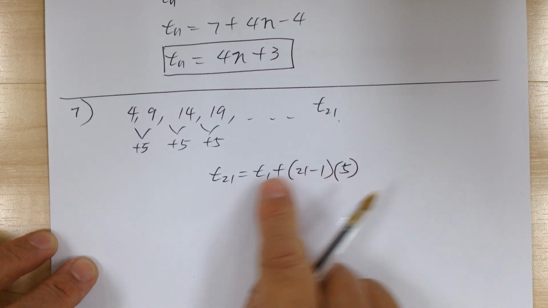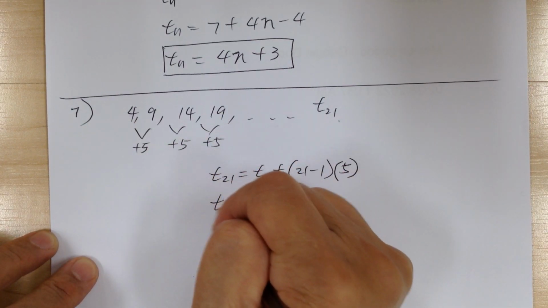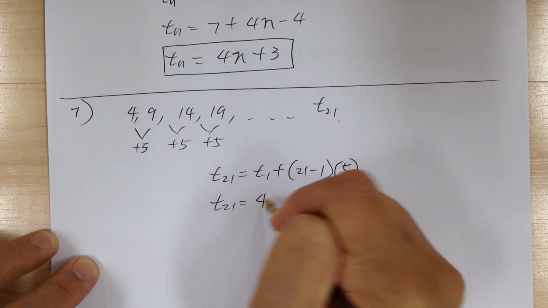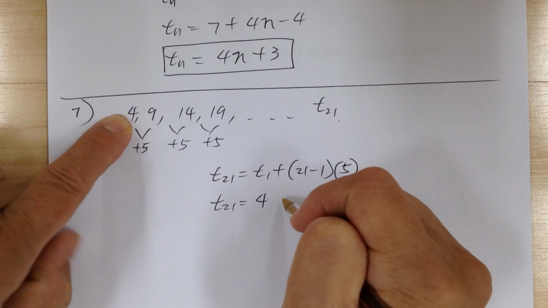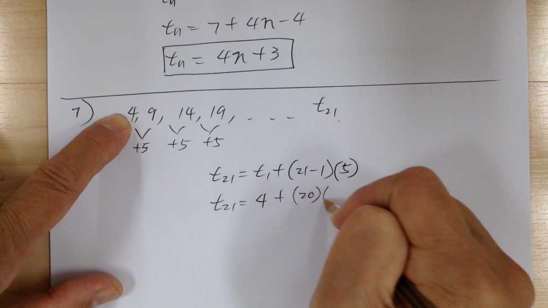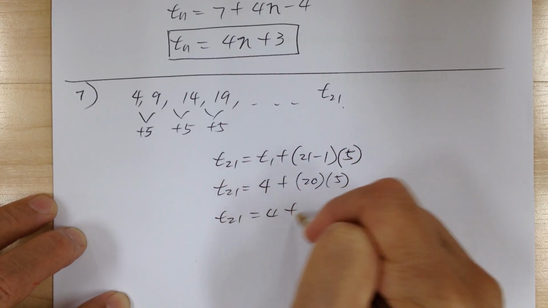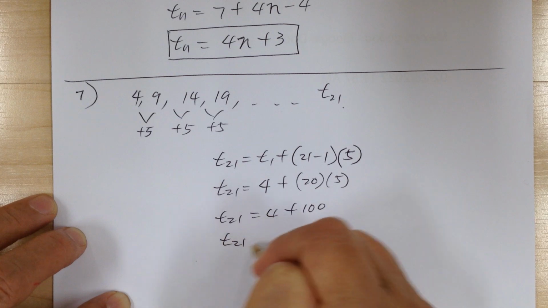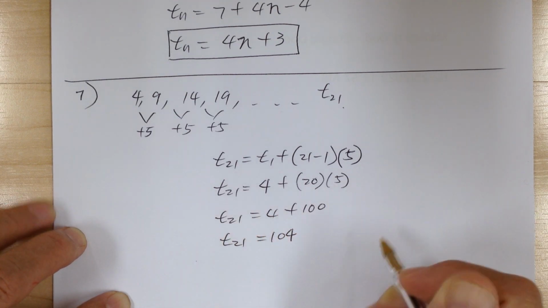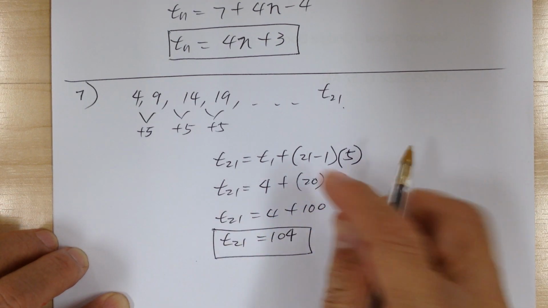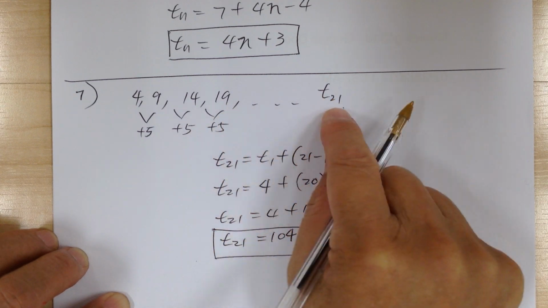Now let's substitute this in here. T of 21 equals 4, your first term T1, plus 20 times 5. So T of 21 equals 4 plus 100, so T of 21 equals 104. This will save you a lot of trouble of writing down all the terms.